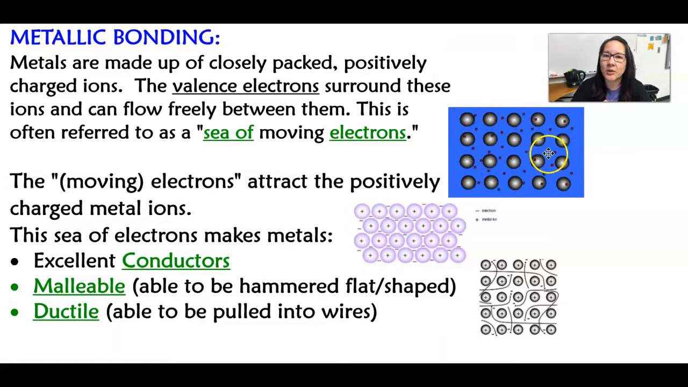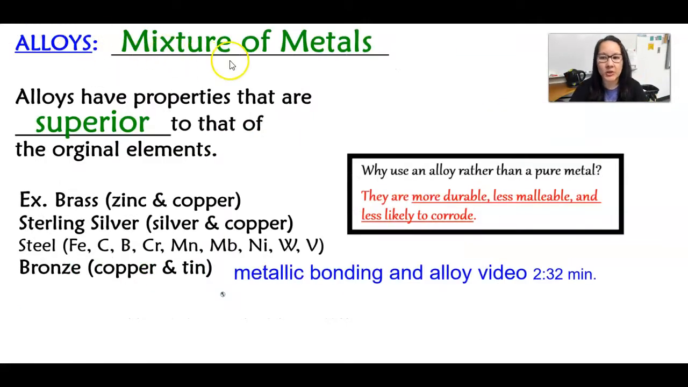It is why metals are malleable, can be hammered into a flat sheet, or why they are ductile, which means they can be drawn into a wire. Alloys are a mixture of metals. Alloys have properties that are superior to that of the original elements. For example, brass is a combination or mixture of zinc and copper. Sterling silver is a mixture of silver and copper. Steel is a mixture of iron, carbon, boron, chromium, manganese, molybdenum, nickel, tungsten, and vanadium. And bronze is a mixture of copper and tin.